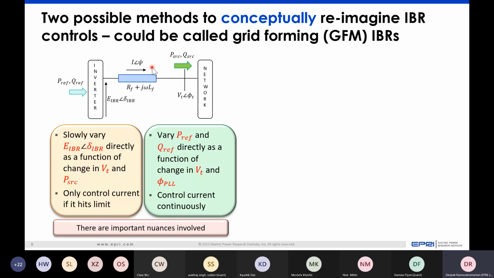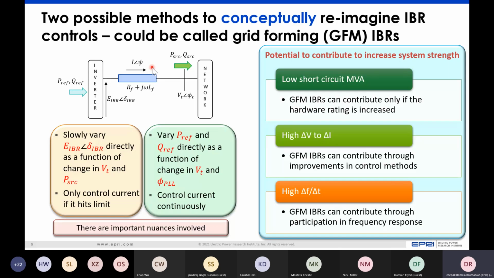I know a lot of you will be doing control system design, control system tuning, and all those nuances are very important. We're not trying to belittle those nuances. They're important to be recognized. It's just that here we're taking a high-level conceptual view of what can happen when we are reimagining these controls. And if we have that, we can bring about increased behavior or increased stability of these resources in a low short circuit system environment. We can have the control system be stable to high sensitivity of voltage to current, and we can have control systems be stable in terms of high sensitivity of rate of change of frequency.